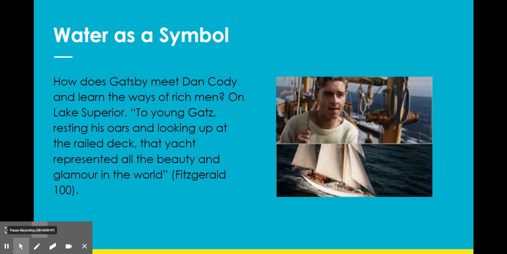One more interruption, sorry guys. So water as a symbol. Think about how Gatsby, or James Gatz at the time, meets Dan Cody and how he learns the ways of a quote unquote rich man, right? How he learns to become Jay Gatsby, right? It's on Lake Superior. Take a look at the quote. To young Gatz, resting his oars and looking up at the railed deck, that yacht represented all the beauty and the glamour in the world.